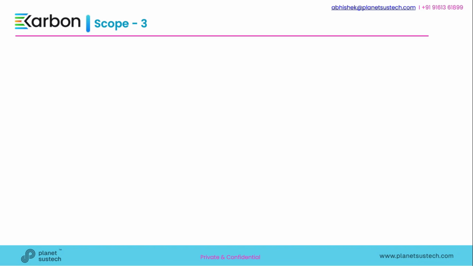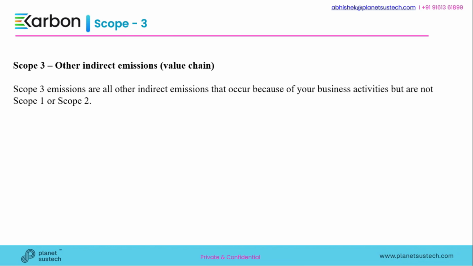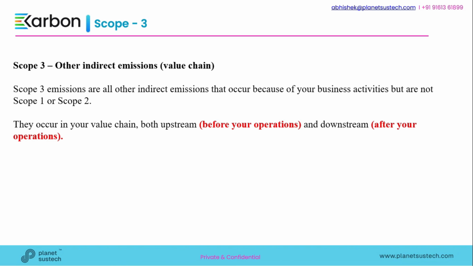Now finally let's study Scope 3. Scope 3 means other indirect emissions. Scope 3 emissions are all other indirect emissions that occur because of your business activities but are not Scope 1 or Scope 2. They occur in your value chain, both upstream, before your operations, and downstream, after your operations.